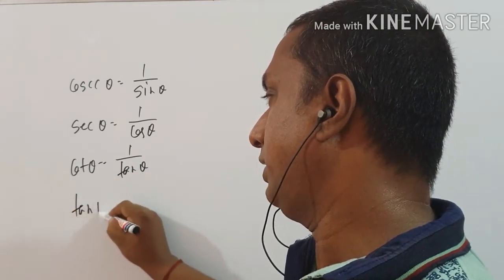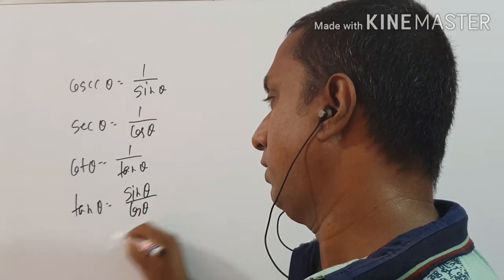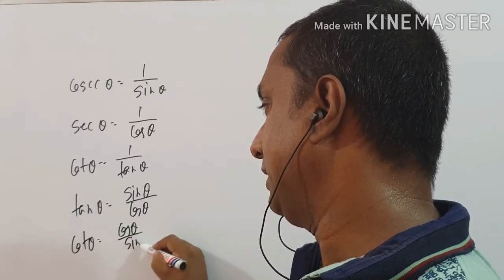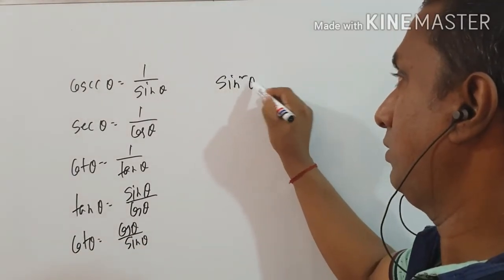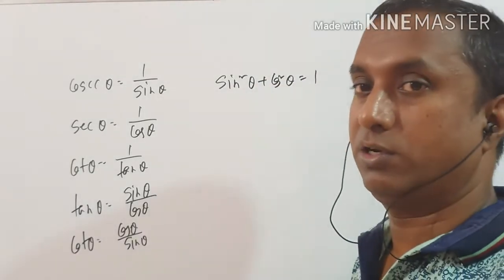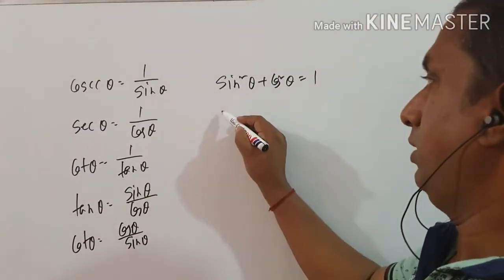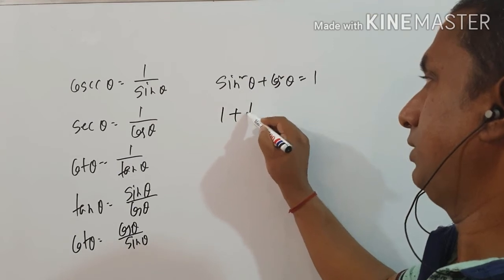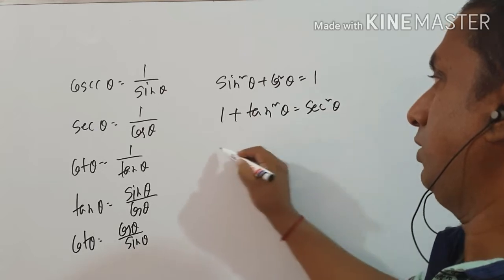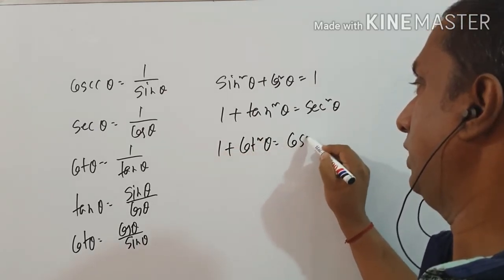In the same way, tan theta equals sin theta by cos theta, and cot theta equals cos theta by sin theta. Sin square theta plus cos square theta equals 1, I mean the trigonometric form of Pythagoras theorem. 1 plus tan square theta equals sec square theta, and 1 plus cot square theta equals cosec square theta.